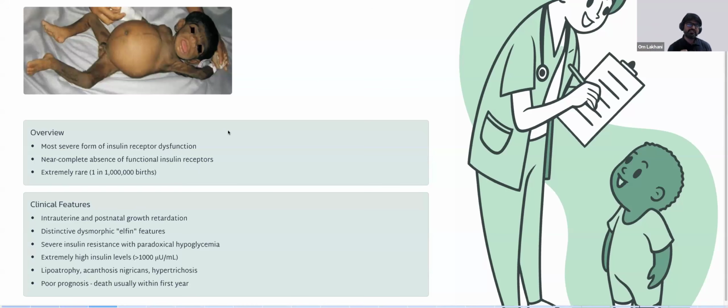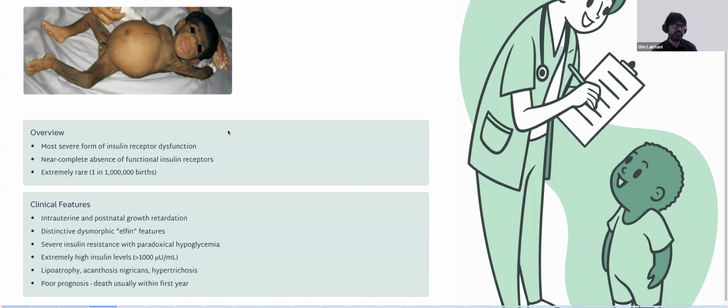So because of that, the growth also does not take place, right? So they have very poor growth. They have intrauterine and postnatal growth retardation. They have a classical elfin-like face, as you can see here. They have severe insulin resistance, and now they have paradoxical hypoglycemia, right? Remember, insulin is necessary for the glucose to enter the cell, and this glucose does not enter the cell. And of course, once again, you have water everywhere, but not a drop to drink.